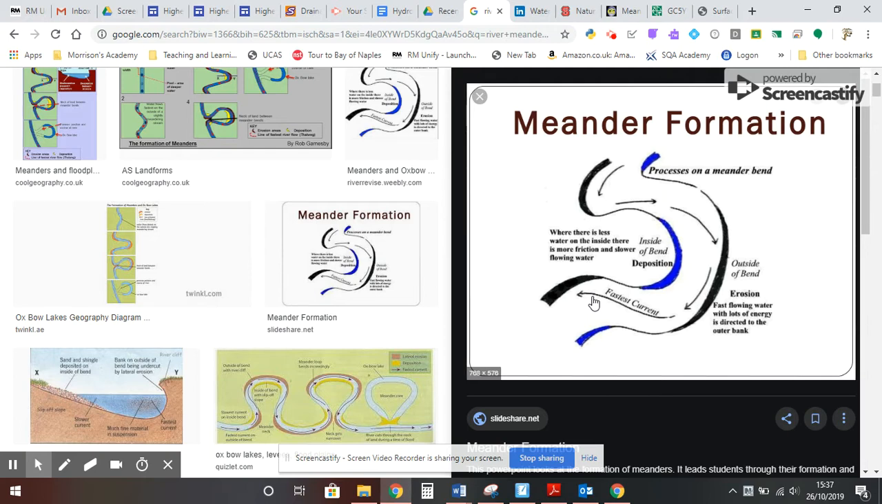What I'm now going to talk you through, though, is as if you were writing this out as an answer rather than drawing a sequence of diagrams. So let's get started by thinking about what is the meander.